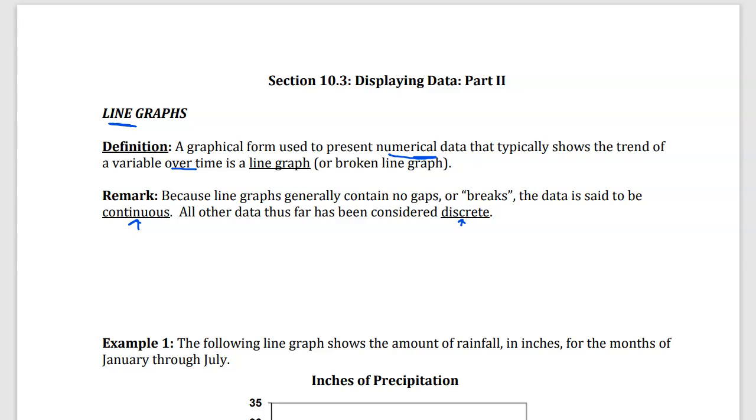Number of classes that you're taking. Well, you can only be taking 1 class, 2 classes, 3 classes. You can't be taking half of a class. And so those are the discrete values, those things that have to be in one value or another. Line graphs, therefore, are continuous, because you can go anywhere in between 2 numbers.